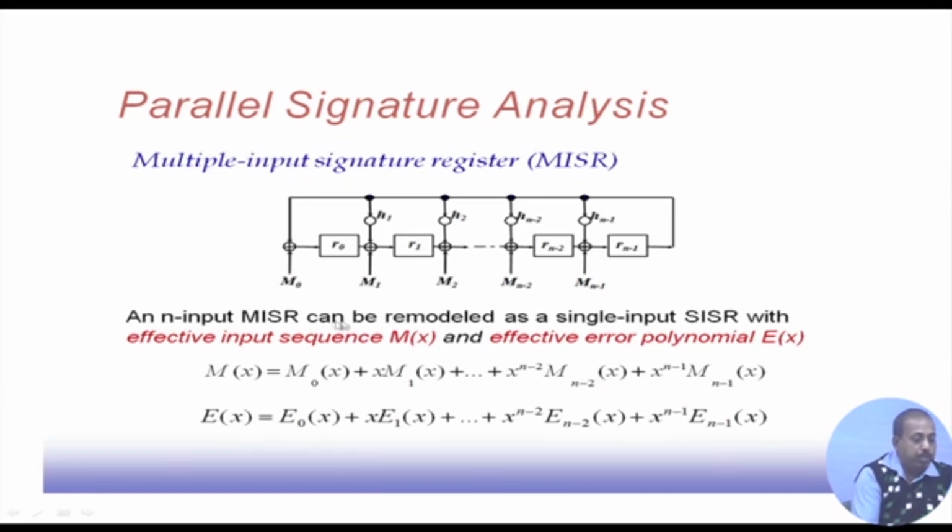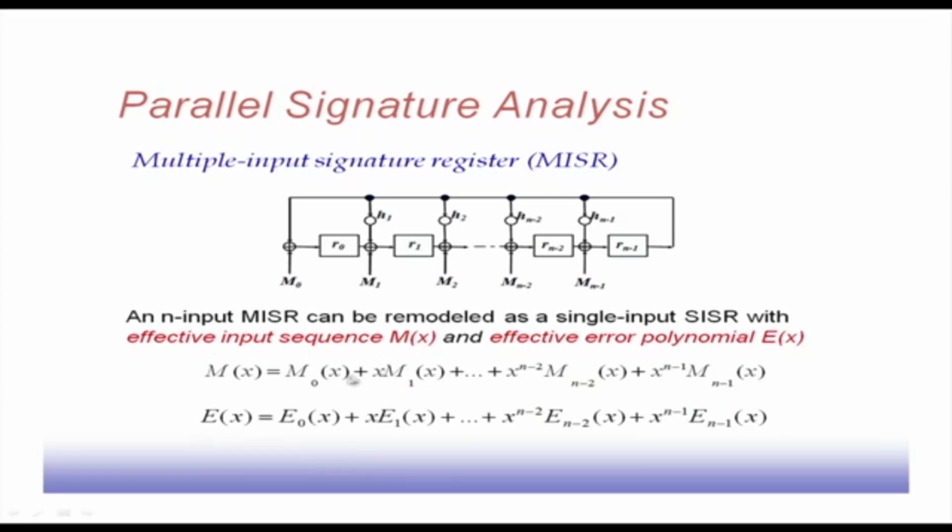Now, an n input MISR can be remodeled as a single input SISR with effective input sequence M(x) and effective error polynomial E(x). This is a theoretical result, we do not have time to go into that, but the effective input sequence M(x) is M0(x) plus x M1(x) plus ... plus x^(n-2) M_(n-2)(x), like that, and the error polynomial is this one. If there is some error, then this error polynomial will tell us what the signature at the output will be. Again it follows the polynomial division philosophy, and the remainder is the error polynomial.